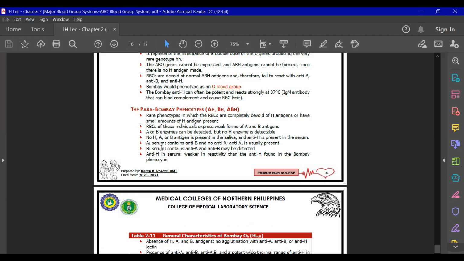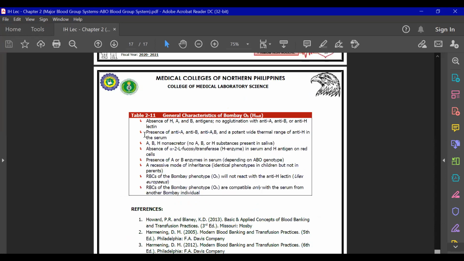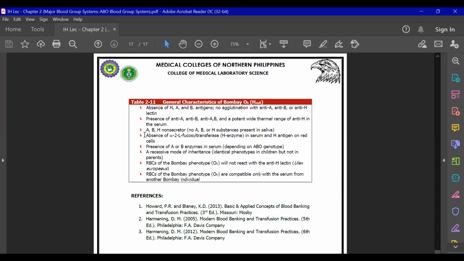So the anti-H in the serum is considered as weaker in reactivity compared to that of the anti-H found in your Bombay phenotype. Okay. So in the last table, you have here the general characteristics of your Bombay or your OH or your H-null phenotype. So you have here the summary: absence of H, A, and B antigens, okay? Because of the inheritance of the silent gene h, at saka wala ding inheritance of your ABO genes. So walang H, A, and B antigens. So no agglutination with your anti-A, anti-B, and anti-H reagents. Also, the presence of your anti-A, anti-B, as well as your anti-H in the serum.